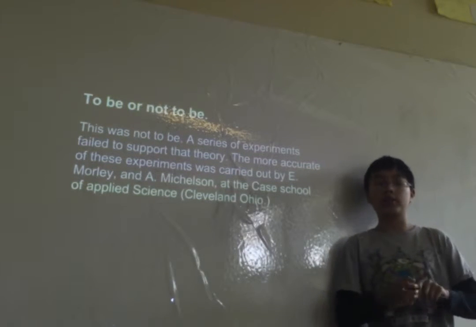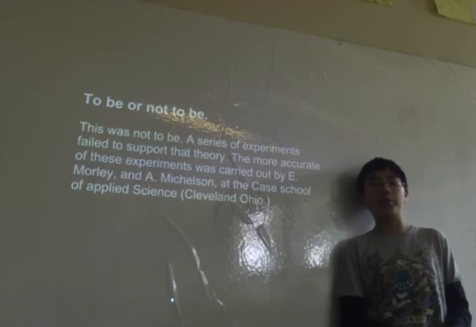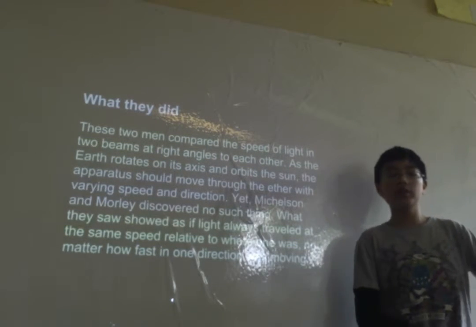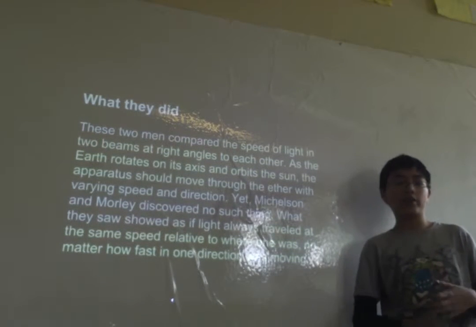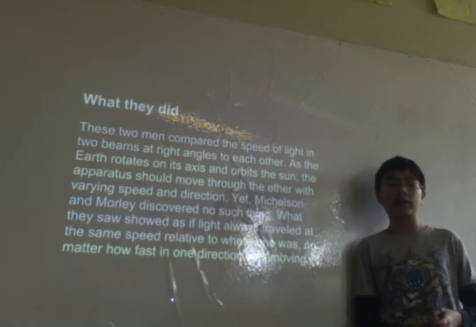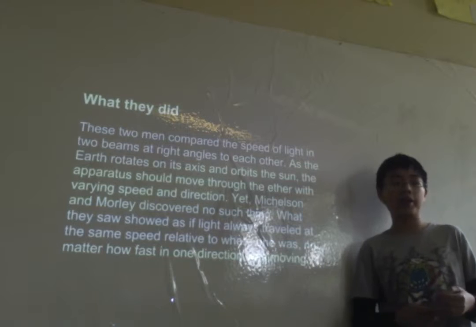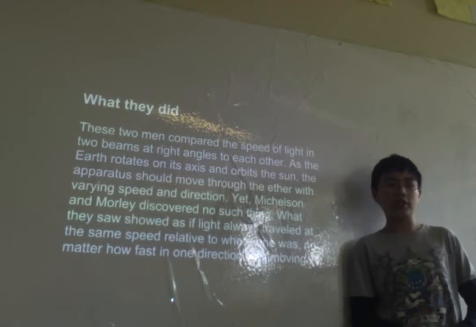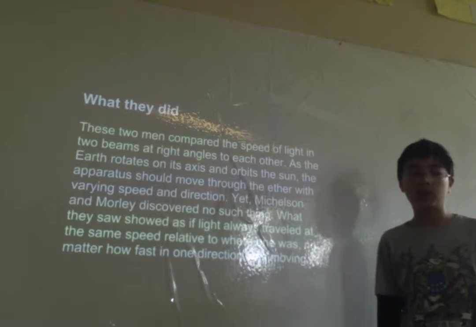The more accurate of these experiments was carried out by E. Morley and A. Michelson at the Case School of Applied Sciences in Cleveland, Ohio. What these 2 men did is they compared the speed of light in 2 beams at right angles to each other. As the Earth rotates on its axis towards the Sun, the apparatus should move through the ether with varying speed and direction. Yet Michelson and Morley discovered no such thing. What they saw showed that light always traveled at the same speed relative to where one was, no matter how fast in one direction one was moving.